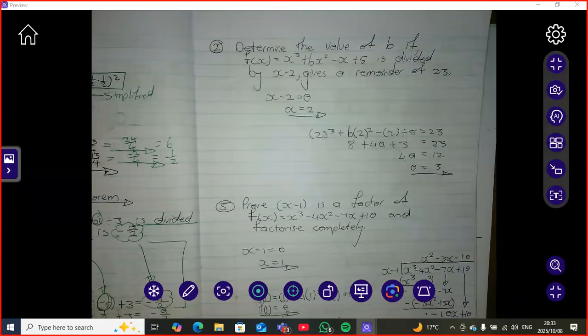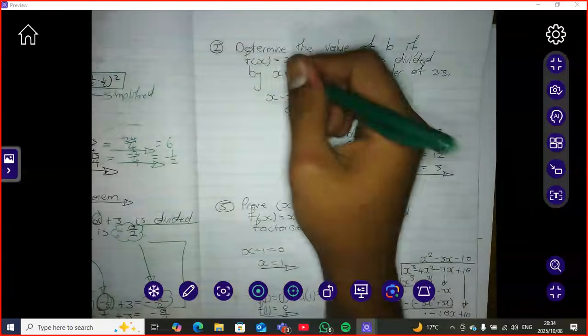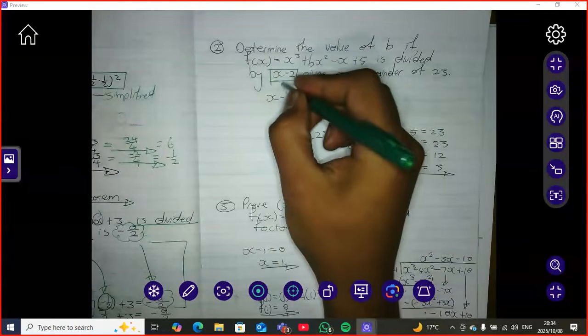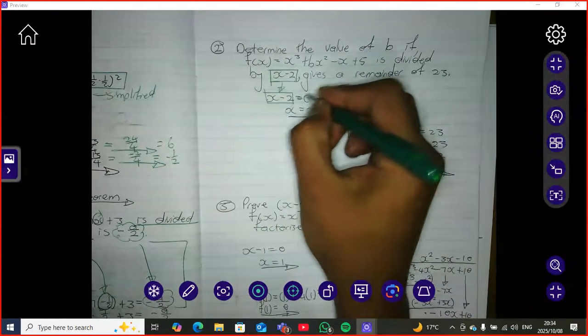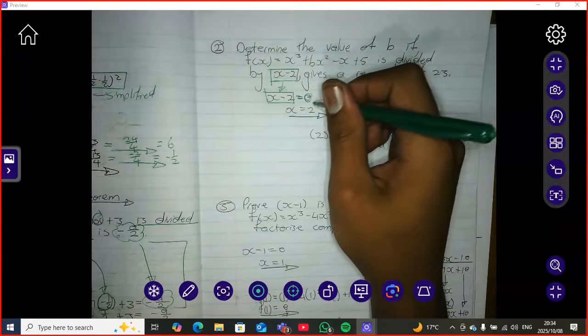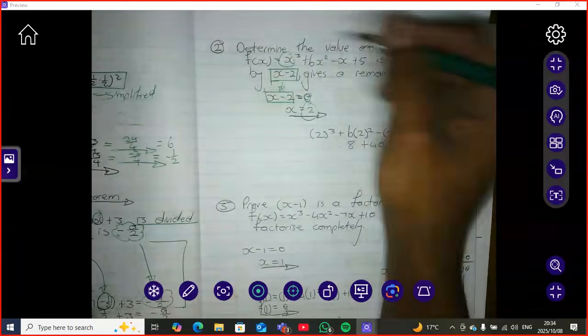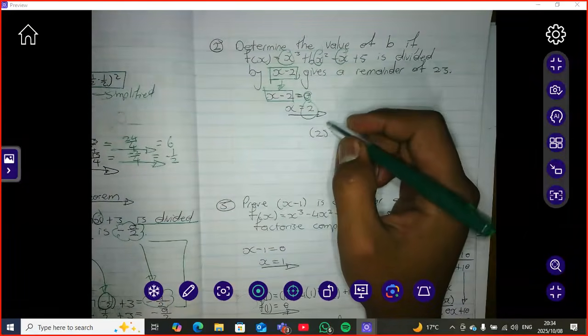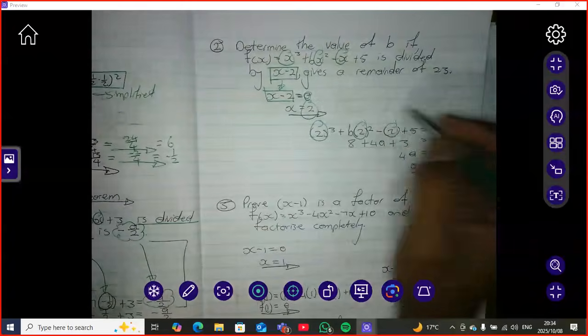Determine the value of p if f of x equals x cubed plus px minus x plus 5 is divided by x minus 2 and gives a remainder of 23. So again, my first step, I take what's being divided by equal to 0. I solve my x, I get my x value, which is 2. I substitute it in wherever x is. There's my x, there's my x.